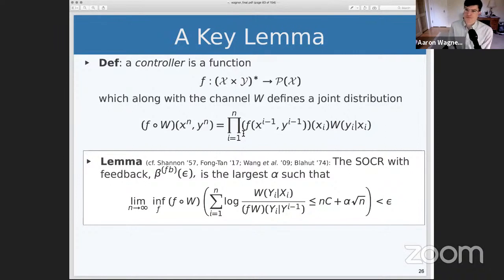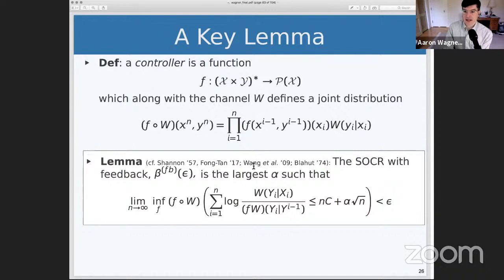I would not really call this lemma new. It has very strong precedents in the literature, some of which are listed here, but I've not really seen it written in this way that connects the second order coding rate with the controller for a random walk, which I think is insightful. So let's parse this. It says the second order coding rate is the largest alpha such that this whole thing is true. It's the largest alpha so that you can find a controller so that in the limit as n goes to infinity, the chance that this controlled random walk, which is like a big sum, a discrete time martingale, ends up below this quantity is less than epsilon.